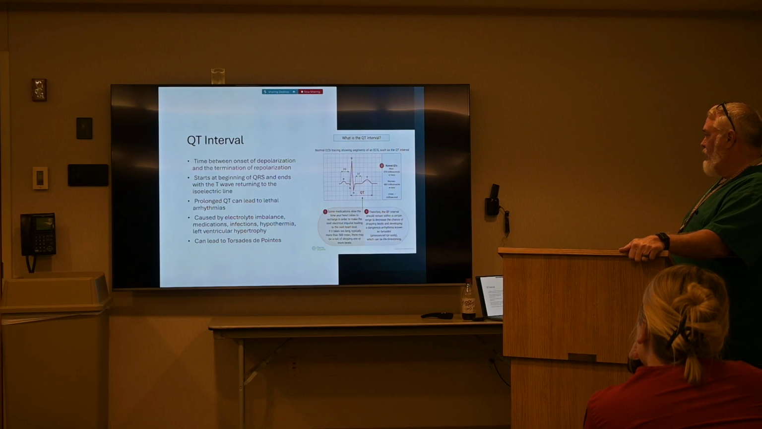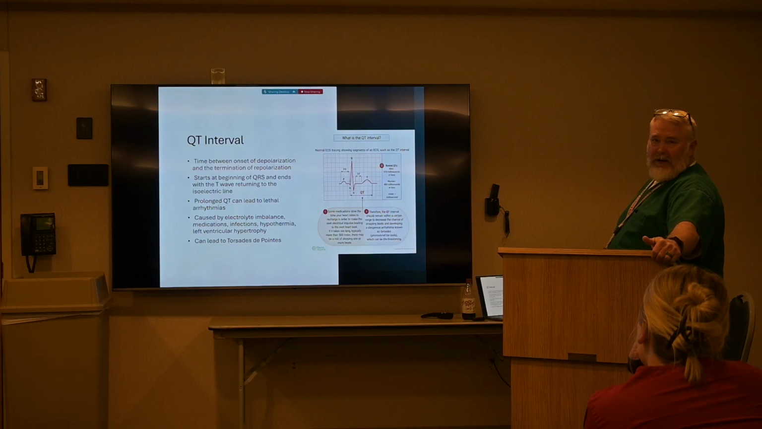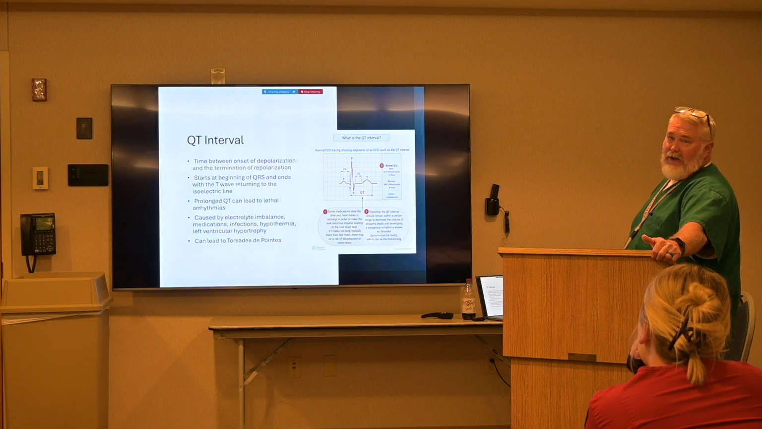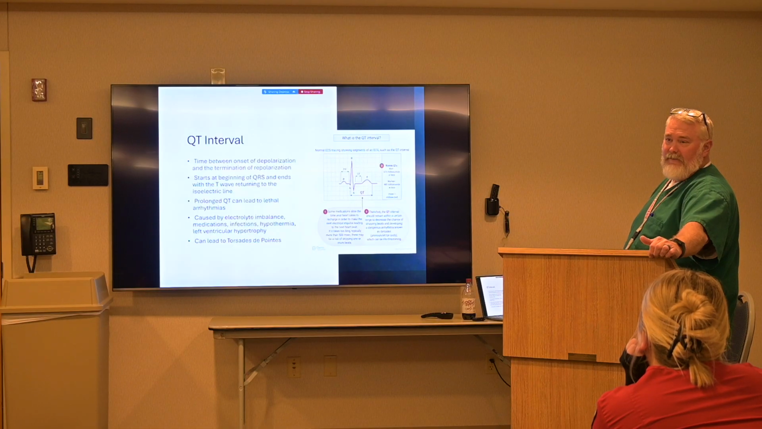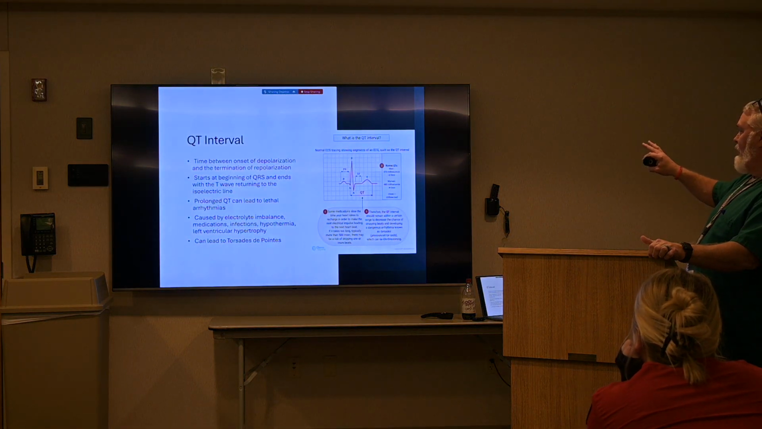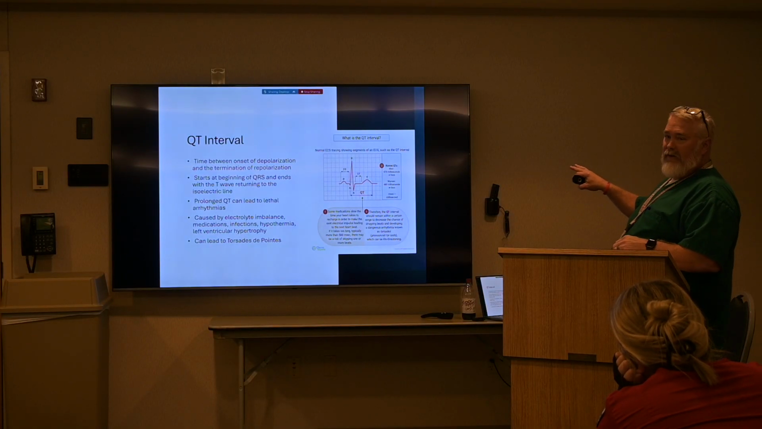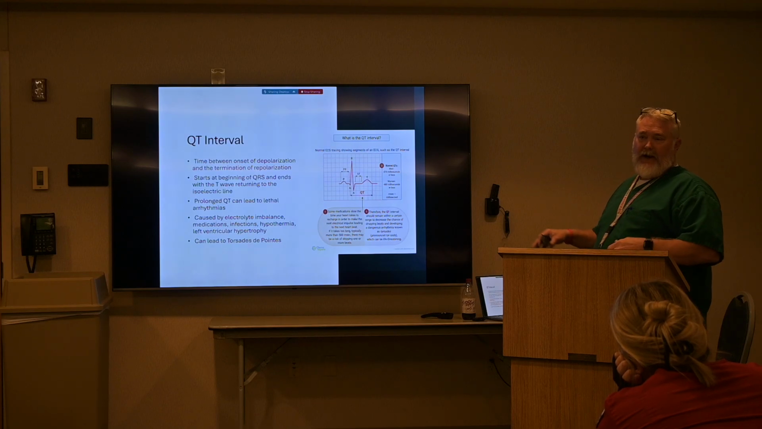A prolonged QT can lead to lethal arrhythmias and is caused by electrolyte imbalance, medications, infections, hypothermia, and left ventricular hypertrophy. It can also lead to torsades de pointes. So, the normal QTc in men and women is a little different. Normal in men is 470 milliseconds, women is 480 milliseconds.